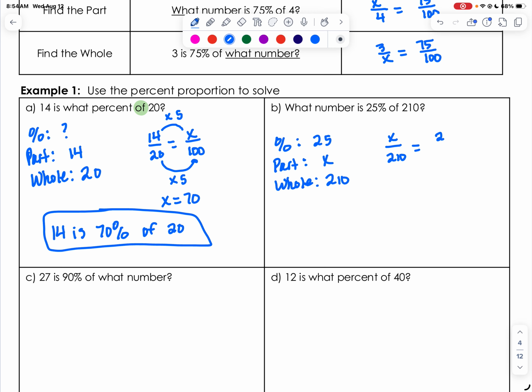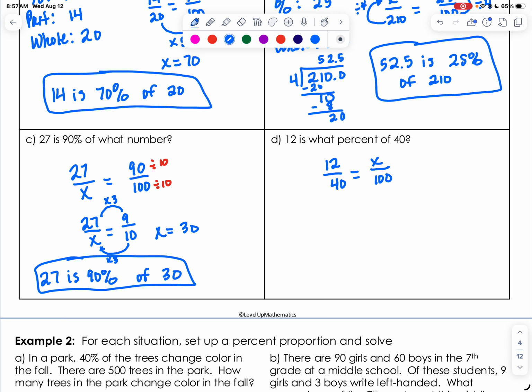All right. Problem D. 12 is what percent of 40? So this time we know the part, we know the whole, we do not know the percent. Again, this is another problem. 40 won't go into 100 evenly. 12 won't go into 40 evenly. So this is another case where you can sometimes simplify your fraction and make it easier to find your scale factor. So I'm going to divide the top and the bottom by a common factor of 4. Let's see what that will give us.